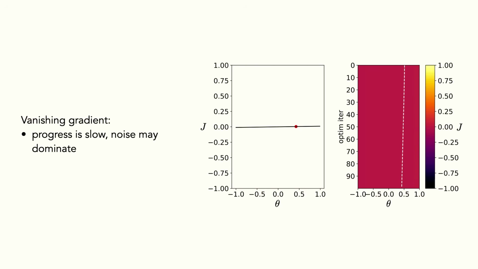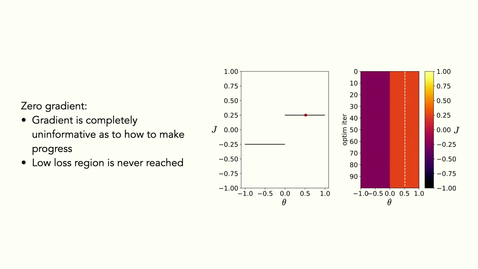Here, even if this is not completely flat, which you can see here it isn't, it's what we call a vanishing gradient. The progress would be really slow. And noise in your batches, for example, might end up dominating over the signal. So this would be very difficult to optimize. Here, this one, just 0 gradient everywhere, basically completely uninformative as to how to make progress. And so it's really difficult to ever hit any low loss region.